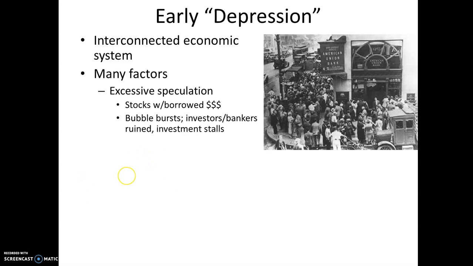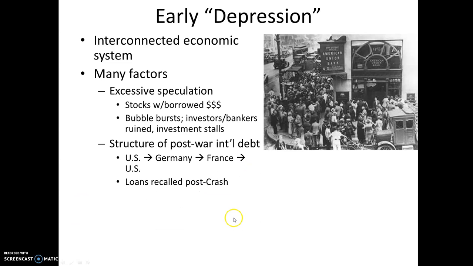Speculators continued to buy stock with borrowed money because they assumed that the markets would endlessly increase in value. When the bubble burst, the investors were ruined, and the bankers who lent them the money were also ruined. Capital investment begins to stall, and a true economic crisis began to emerge. Now, the collapse of the U.S. stock market proved how vulnerable the international financial system was.